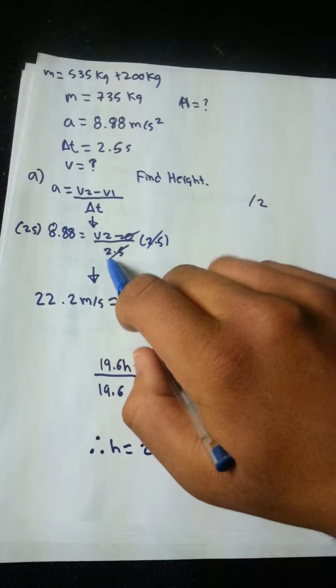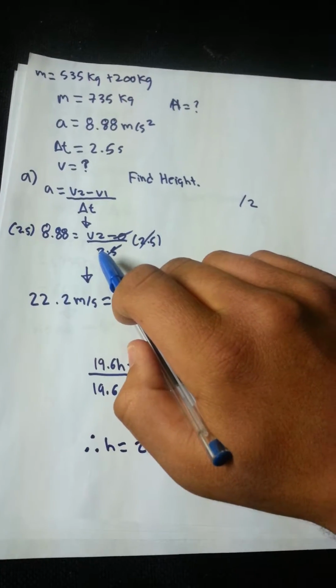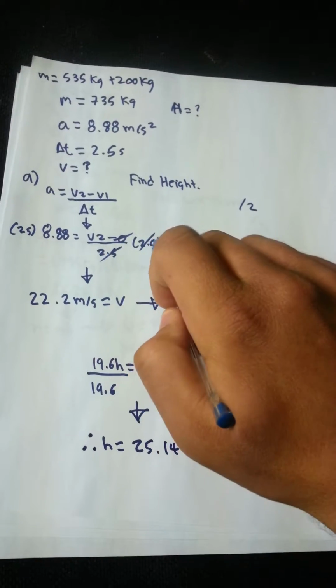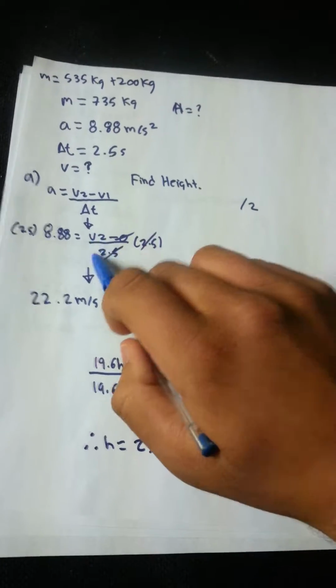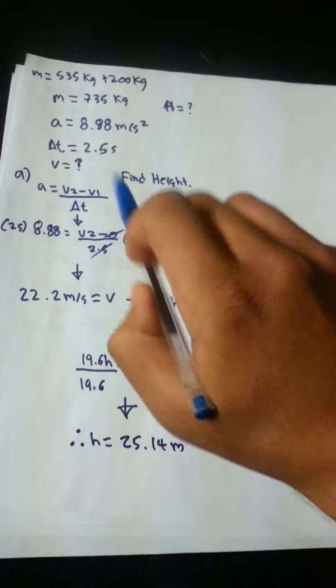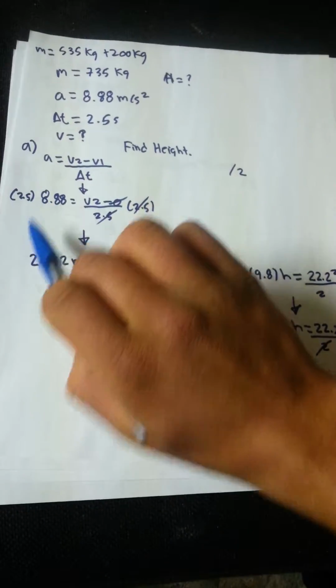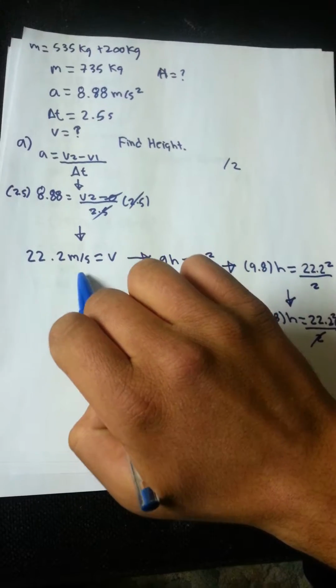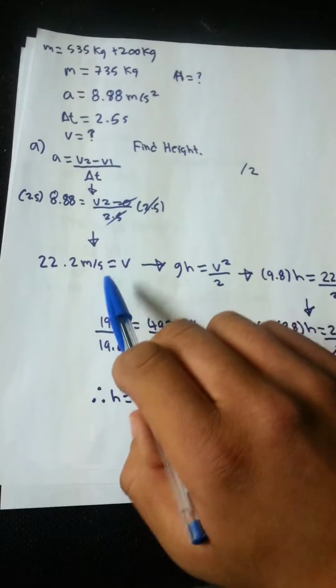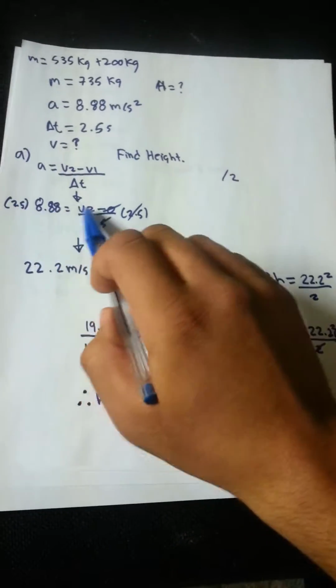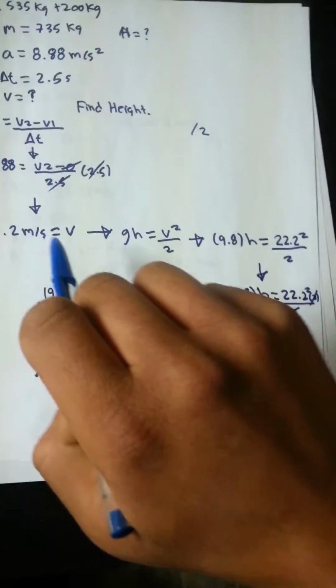And then it's divided by the time, which is 2.5. So this is divided by 2.5, and if you multiply by 2.5 on this side, you have to do it to the other side. So 2.5 times 8.88 equals 22.2 meters per second, and then that's your velocity. So you cross out these two, there you go, and then you get the velocity.